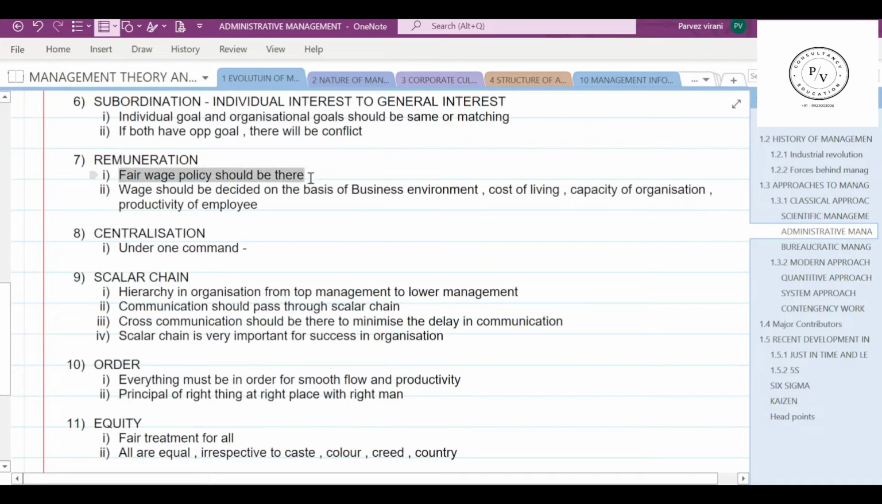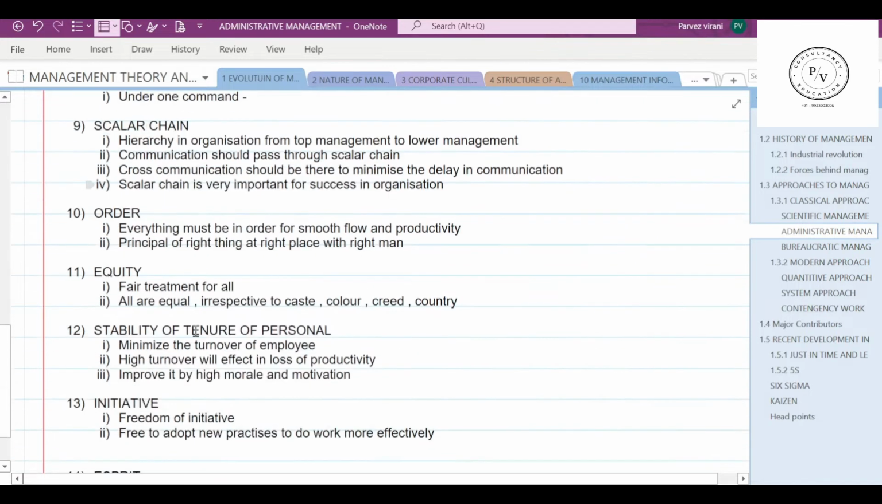Remuneration. Fair wage policy should be there. Wage should be decided on the basis of business environment, cost of living, capacity of organization, productivity of employee. Centralization. Under one command. Simple. Scalar chain. Hierarchy in organization from top management to lower management. Communication should pass through scalar chain. Cross communication should be there to minimize the delay in communication. Scalar chain is very important for the success in organization.